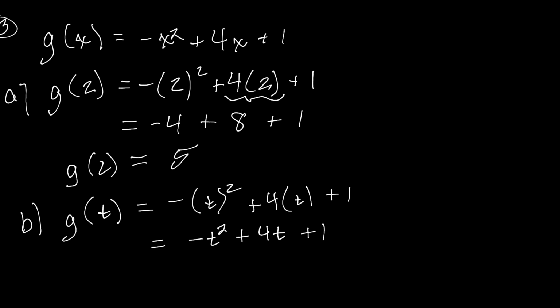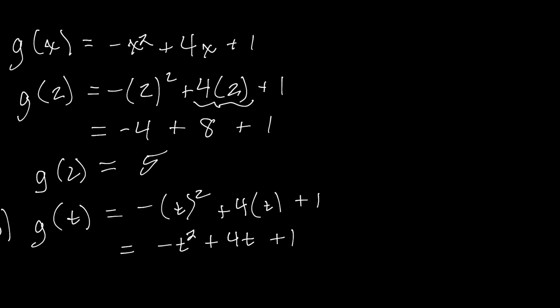And then part C, let me scooch over here so that we can keep the function on the screen. C wants us to find g of x plus 2. All right, these can be tricky. But you just start with your function, which is right here, negative x squared plus 4x plus 1. And in place of this x, you're going to put x plus 2.